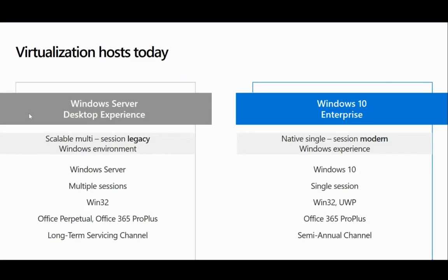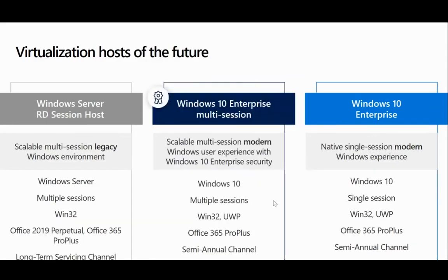So the virtualization hosts available in the market today: Windows Server multi-session, Windows Server, Win32 you can use. You can use Office 365 Pro Plus, and you can use long-term service channel. With the help of Windows 10 Enterprise, you can use single session and multi-session, and it will be available in 32 and 64-bit versions as well. So this is the combination of Windows 10, Windows Server, and Windows 10 single session and multi-session that is available on cloud.